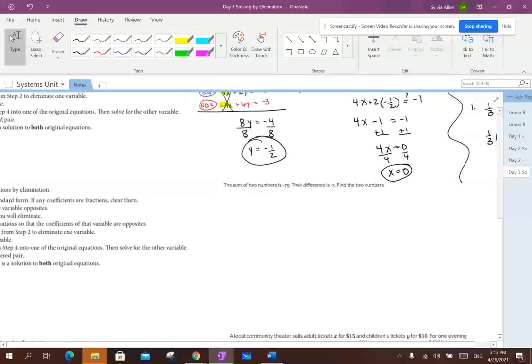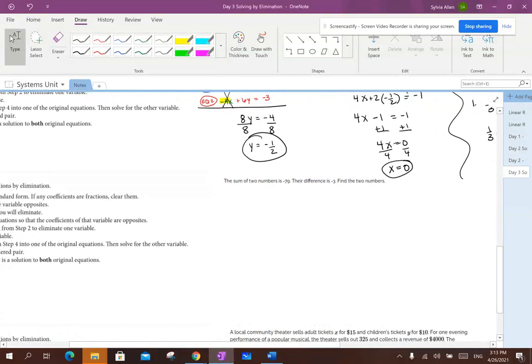All right, so now we've got some context, some word problems. So let's take a look and see what this is. It says the sum of two numbers is negative 79. So what does that mean? I've got two numbers. Well, let's let x equal the first number and y equal the second number. The sum means to add them, and the is means equals, and then it equals negative 79. So the first equation is going to be x plus y equals negative 79.